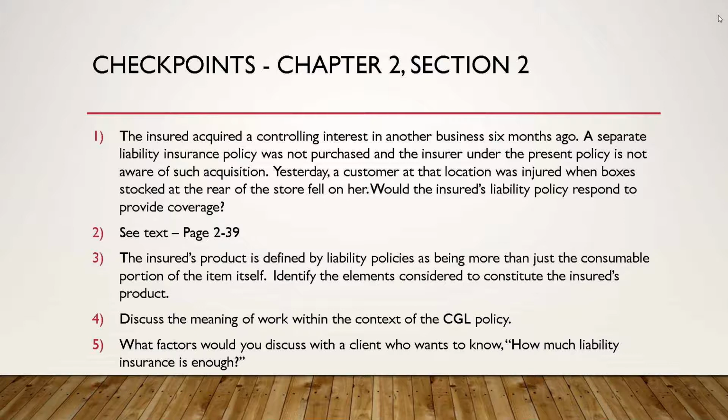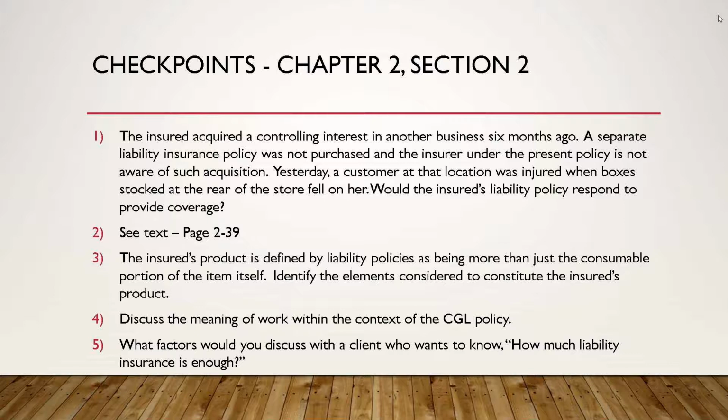F, the premium indicated on the policy is the total premium payable by the insured during the policy period. That is false. Because the premium can change depending on if there are endorsements made or any changes to the policy, there can be increases or reductions in premium, so that would be false.